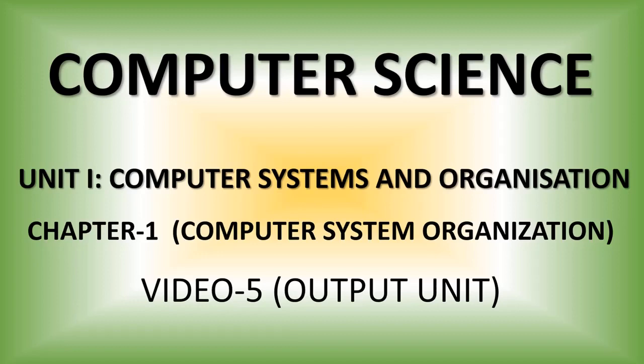What do you mean by output? Output, something we are getting from the computer, is known as output. And the devices which are used to get output from the computer are known as output unit or output device.